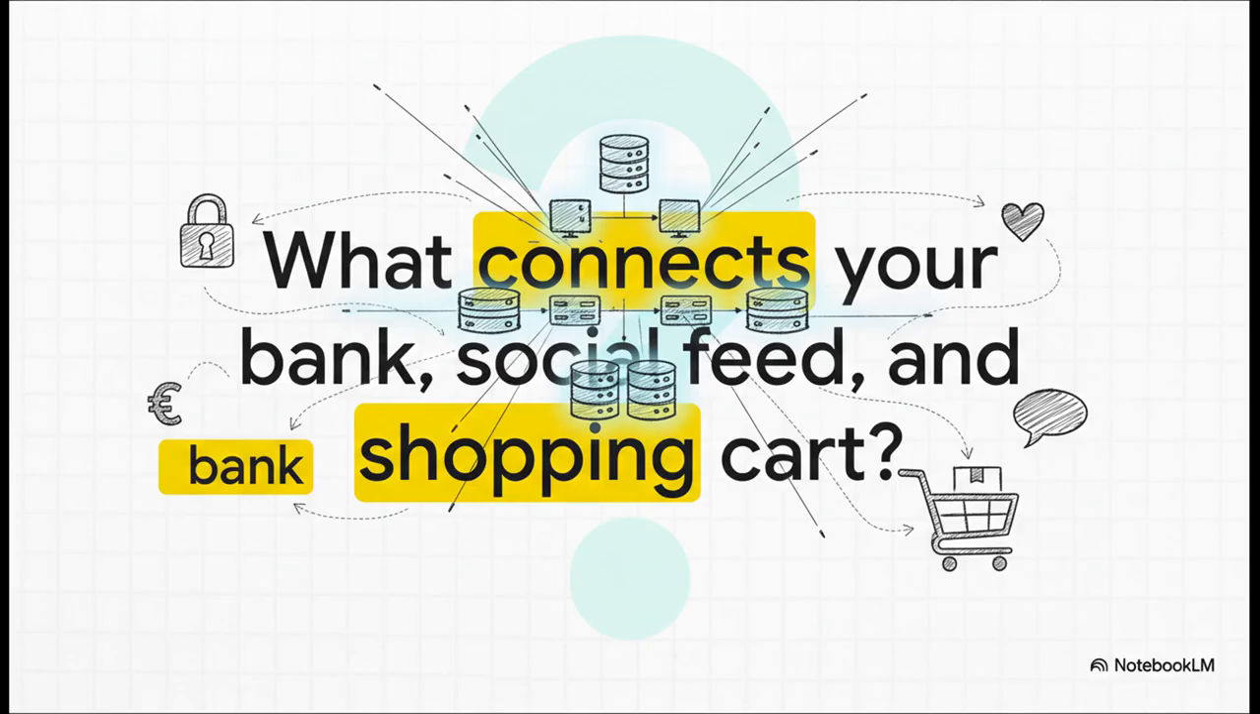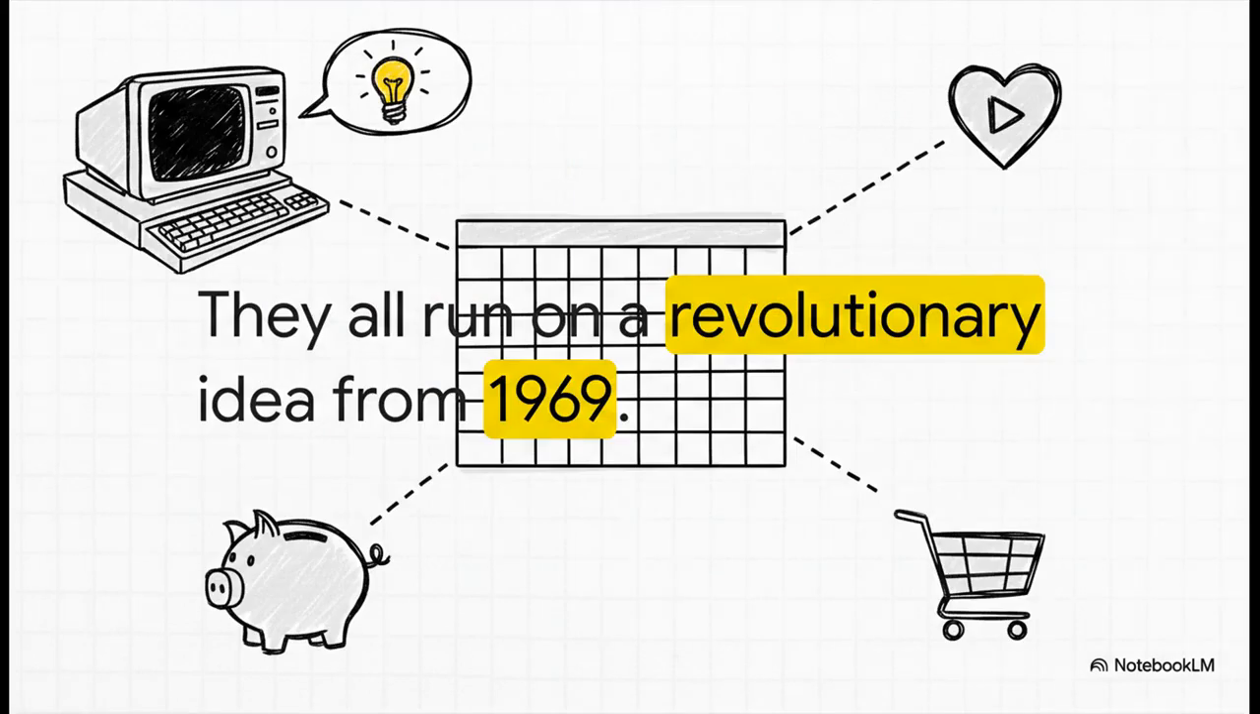Your bank, your social feed, that thing you just bought online, they seem totally different, right? But underneath it all, they're all built on the same incredibly strong and honestly really elegant foundation. It's the invisible architecture that keeps our digital lives from just falling apart. And the answer, believe it or not, goes all the way back to 1969. It's a concept called the relational model.